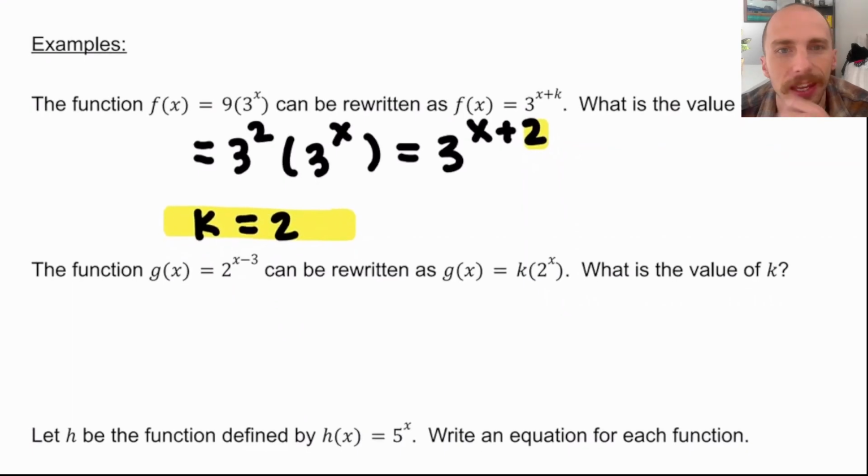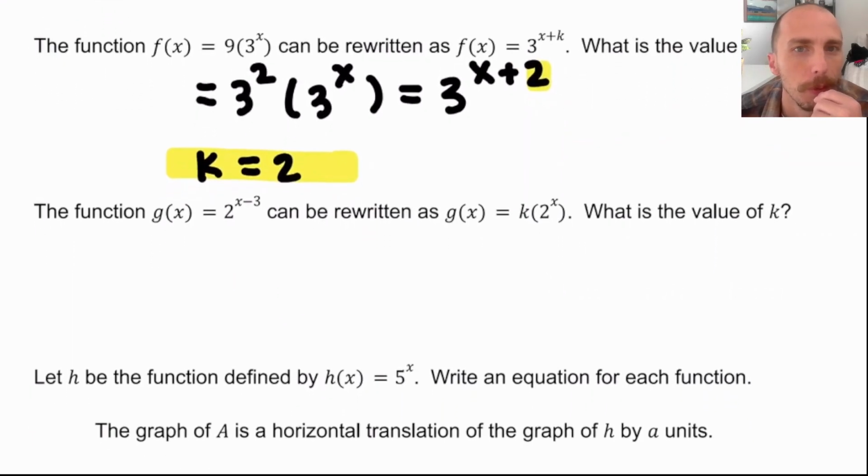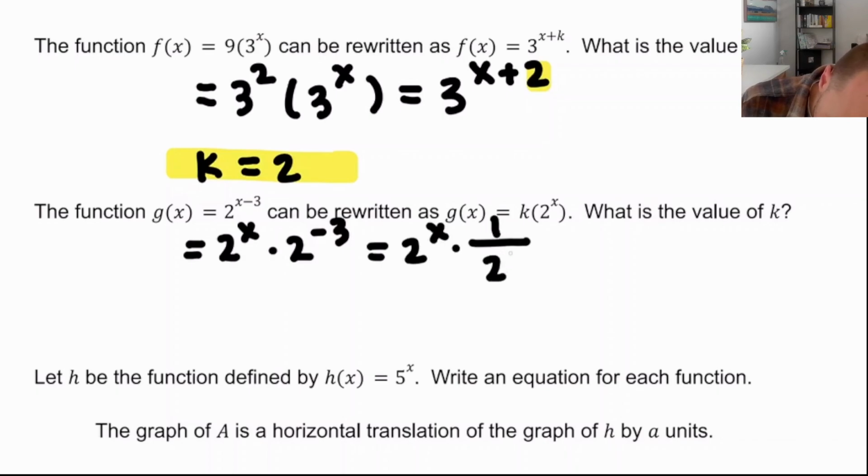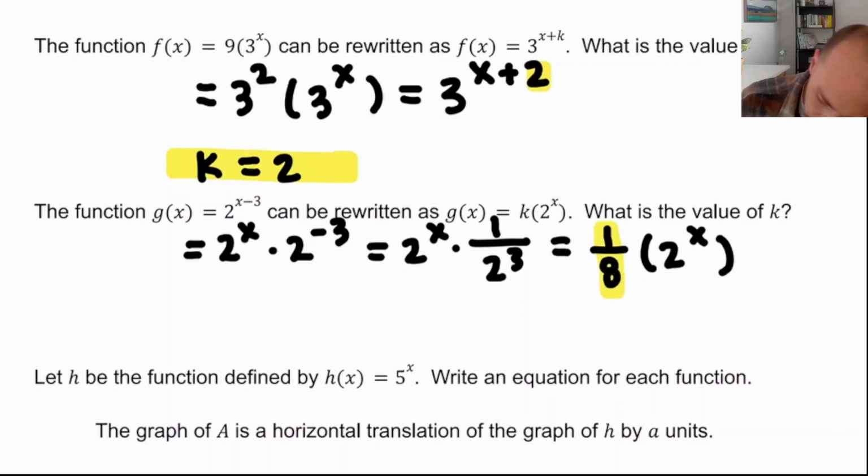For the next one, I would just have you try this on your own, but I don't think it's going to take all that long. So I'm just going to say k times 2 to the x. Well, I'm going to apply the property in reverse: 2 to the x times 2 to the negative 3. And that's going to be 2 to the x times 1 over 2 to the third. And that's going to be 1/8 of 2 to the x. And then I'm going to say, all right, k is that number out in front, so k equals 1/8.